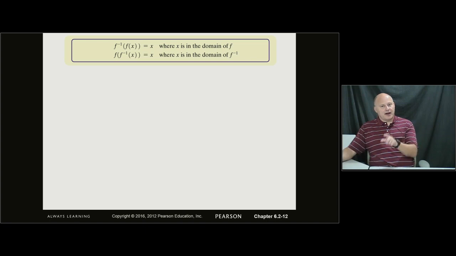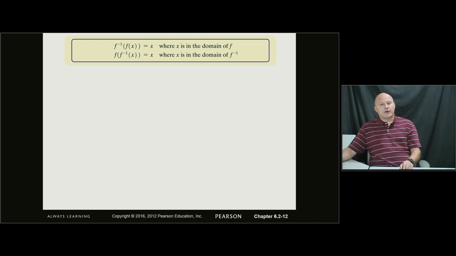If 2 goes to 5 in the function, what will 5 go to in the inverse? Well, it goes back to 2. Well, that's what you started with. If a goes to b in the function, and a is what you started with, what will b go to in the inverse? It'll go back to a, right? Well, that's what you started with. So that's why f inverse of f of x equals x. It's what you started with.